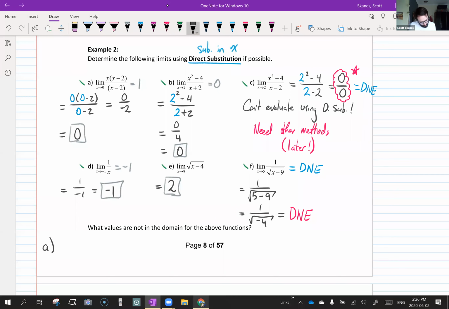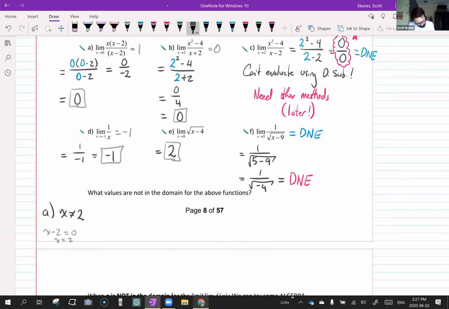Okay, so which values are not in the domain? Well, for A, x equals 2. X can't be 2. Why is that? Why can't x equal 2? Because if x is 2, you'd have 2 minus 2 on the bottom, which gives a 0. It would break the function. All right, so set the bottom equal to 0 and solve. The bottom, x minus 2, set it to 0. What value of x would that be? It would be 2. So x can't be 2. We're not allowed to have 2.